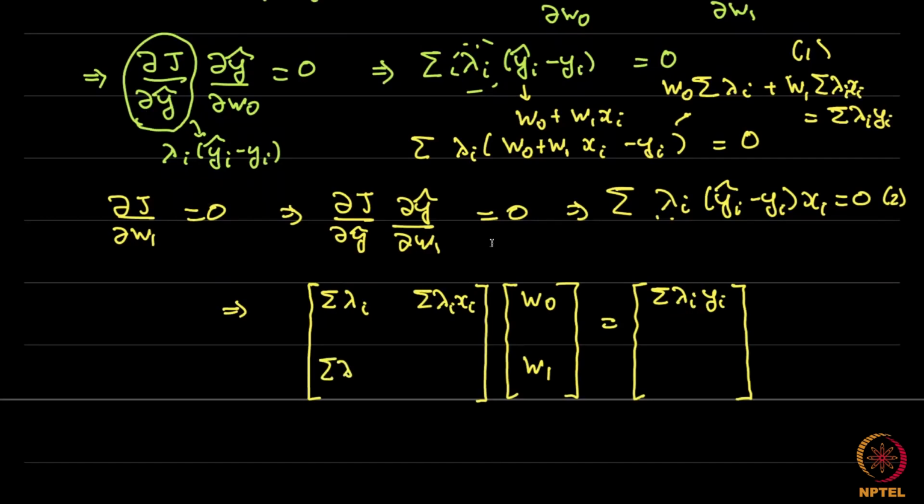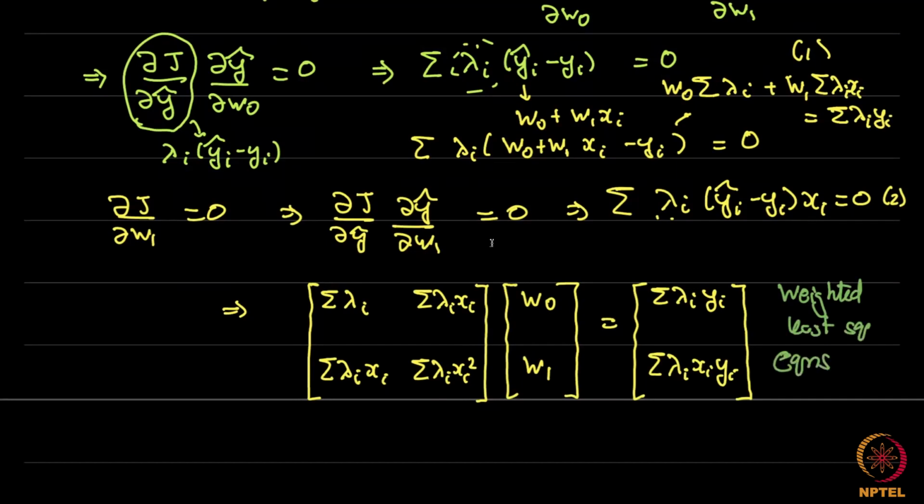So really speaking, all we have is the same set of equations, except in every sigma, there is an extra lambda sitting, which is not surprising. Okay, so if you go back to your notes, you will see that if you just replace this lambda by 1, you will get the previous one. And wherever there is a sigma, you put sigma of that multiplied by lambda I, you will recover the weighted least square equations. Okay, so these are the equations, and you just need to solve these for the values of W0 and W1.